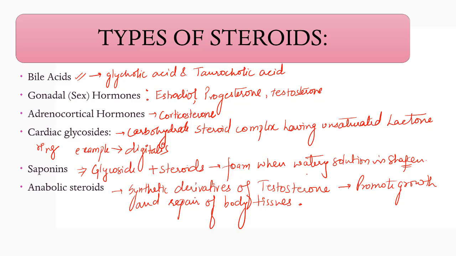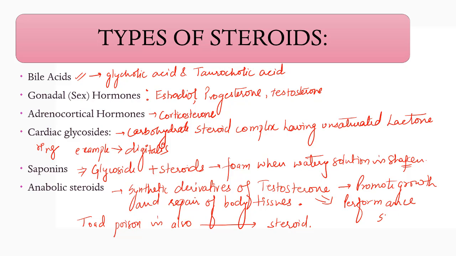Toad poisons and some carcinogenic hydrocarbons are also steroid in nature. These anabolic steroids are performance stimulators. They help to increase the endurance level.